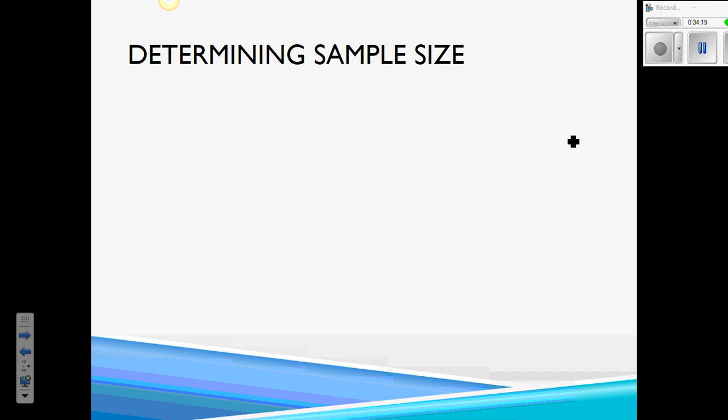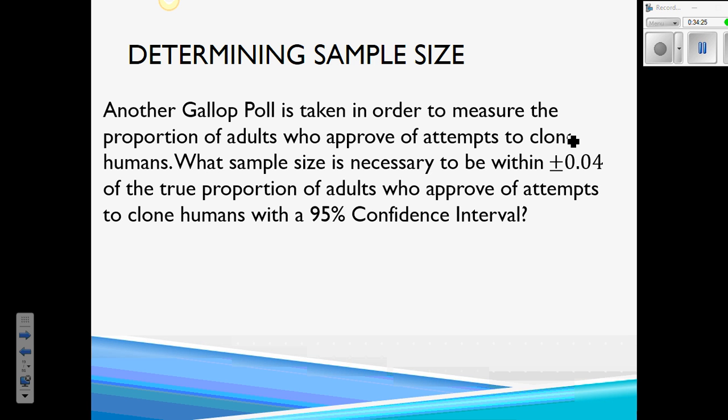All right, let's talk about determining sample size. So here we have some little scenario, right? Another Gallup poll is taken in order to measure the proportion of U.S. adults who approve of attempts to clone humans. These are things that happen, right? I mean, talking about cloning humans now. What sample size is necessary to be within 0.04, or plus or minus 0.04, of the true proportion of U.S. adults who approve of attempts to clone humans with a 95% confidence interval?